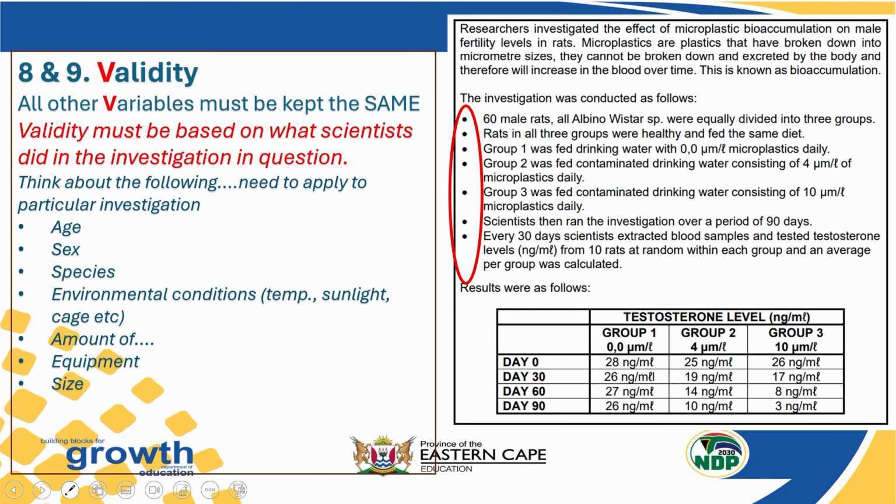Reliability, I think about numbers. Validity, I think about variables. So validity is based on what scientists did in the investigation. What did they keep the same? Now, each investigation is different, so we can't learn standard answers for validity. We need to read and understand the investigation to be able to answer this question. And once again, we're going to find the answers in the procedure, the dots on your page.